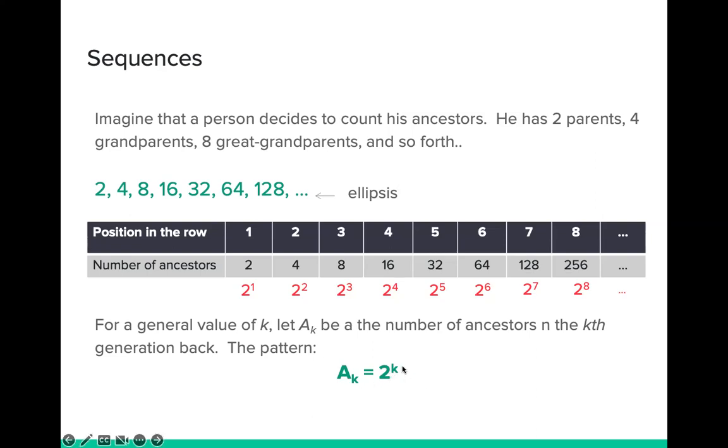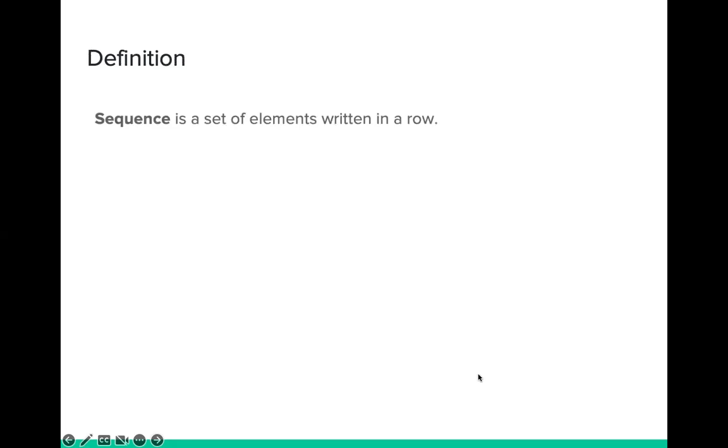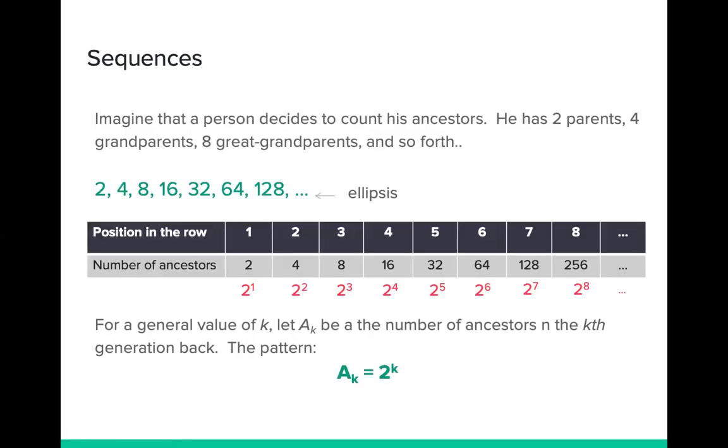So the pattern of computed values strongly suggests the following for each k: a sub k is equal to 2 raised to k, wherein the k in this kind of example will basically refer to the position in the row. All right. So now, that is an example of a sequence.